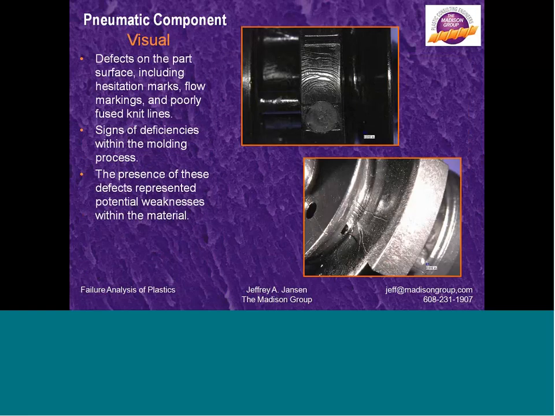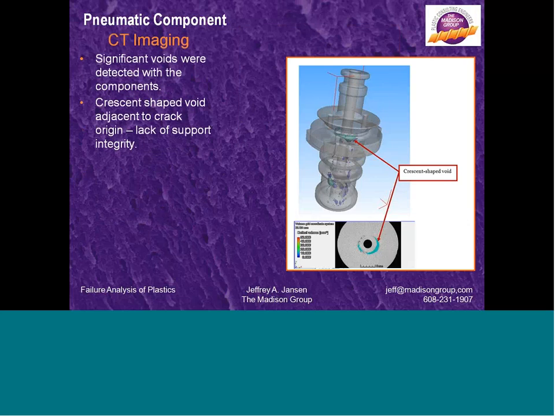More visual examination showed defects on the part surface, including hesitation marks, swell markings, and poorly fused lines. These are all signs of deficiencies within the molding process, and their presence really represents potential weaknesses within the material as molded. We did some CT imaging to allow us to look at the part without having to cut it up and to see the whole part rotating. You see just a piece of that CT image there.